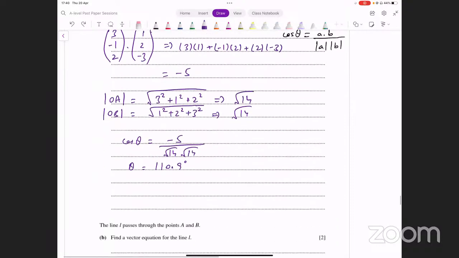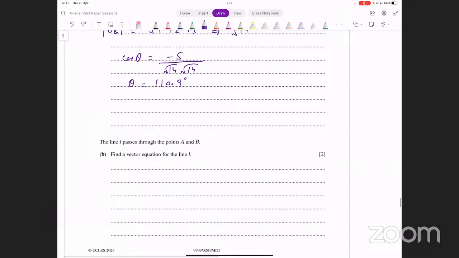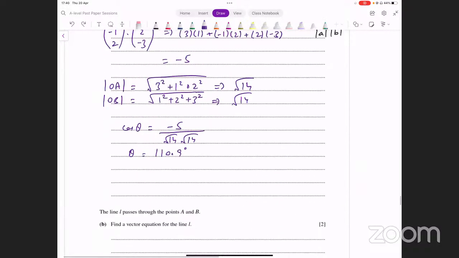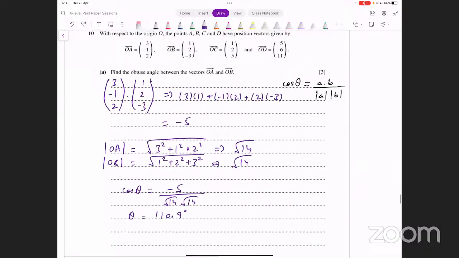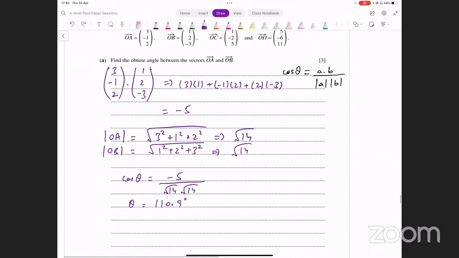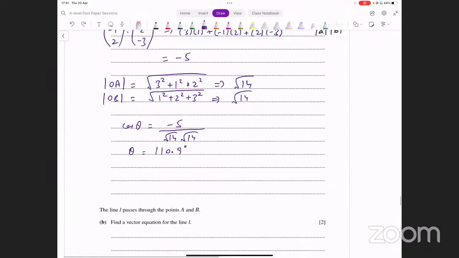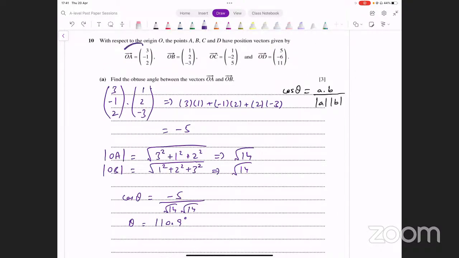Let's move on to the next part. Part B says the line L passes through the points A and B. So we have this line L somewhere. It passes through the points A and B. Find a vector equation for the line L. Okay, so a line passes through A and B, and you have to find the equation of line L. You have position vectors of 2 points on the line.